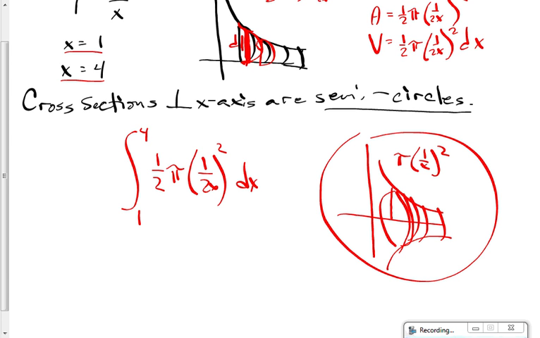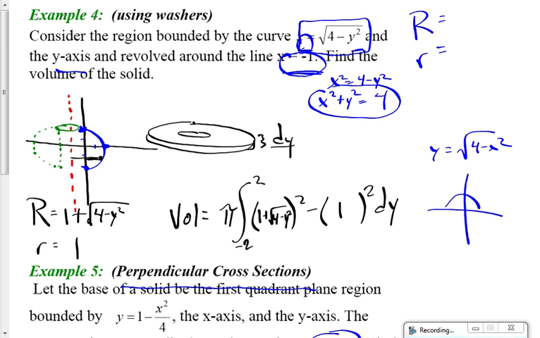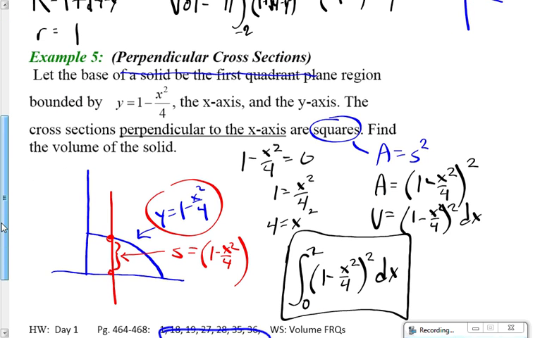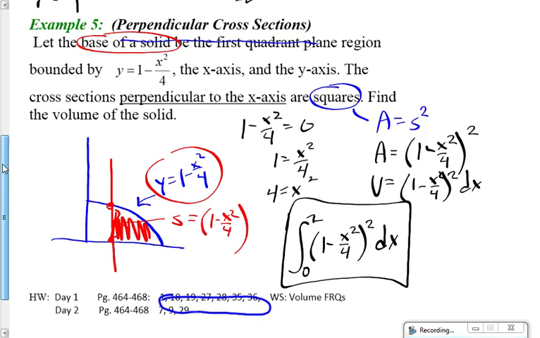Okay, so subtle difference. With perpendicular cross-sections, the problems that we just did, the key here is, this isn't the one I want. I want to go down to this one. The base of a solid is flat on the paper, and there's another solid jumping out at you. Does that make sense? Okay, that's an important distinction.